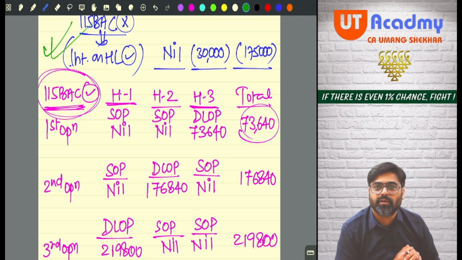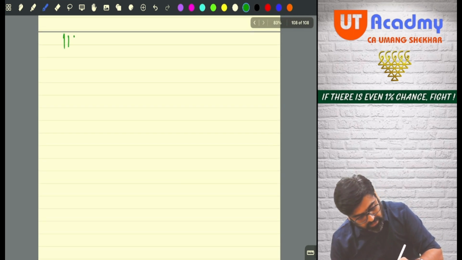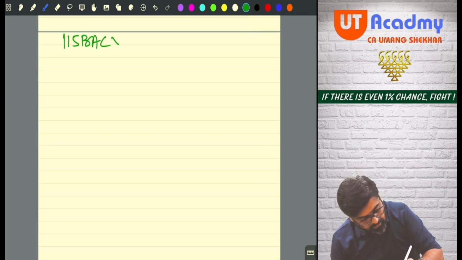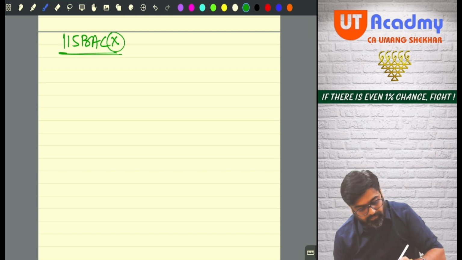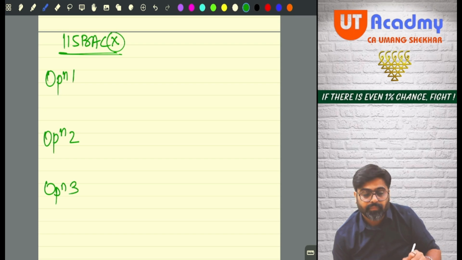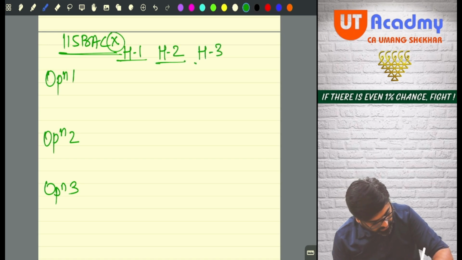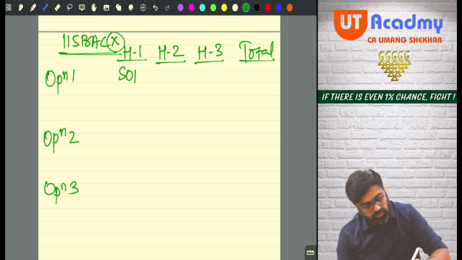Yes or no? So now what I will do? Come on, tell me. Now I am assuming that assessee is not following 115 BSE, meaning that now he again has three options. Option 1, option 2 and option 3. H1, H2, H3 and total column. Come on, option 1. SOP, DLOP.